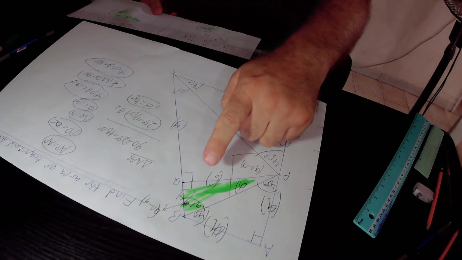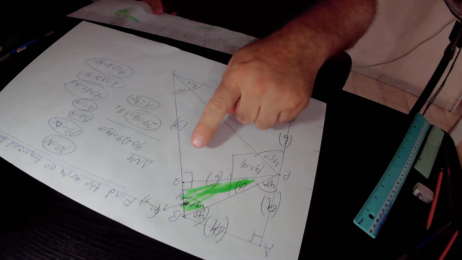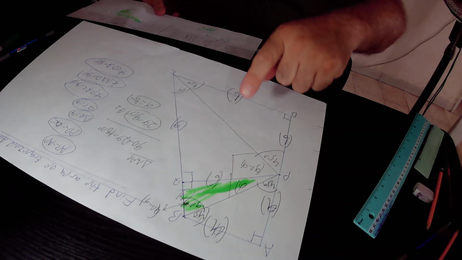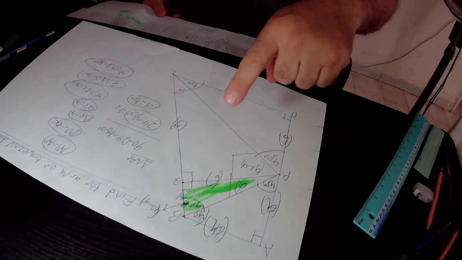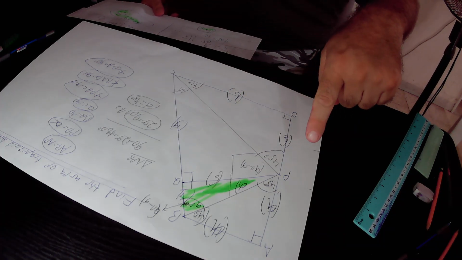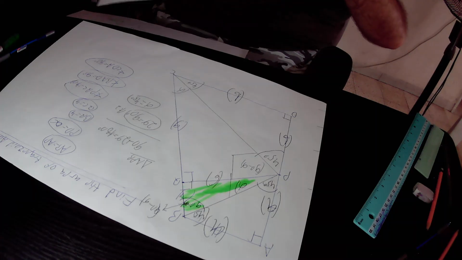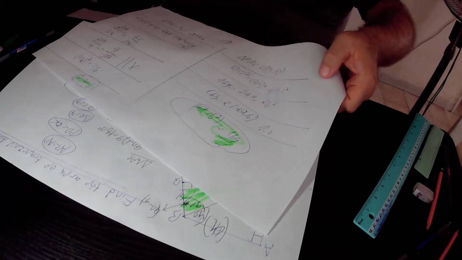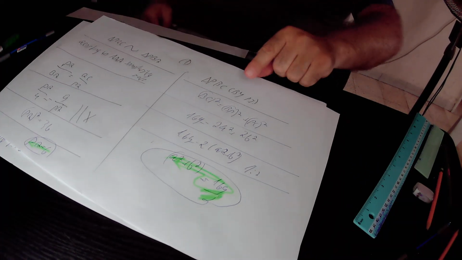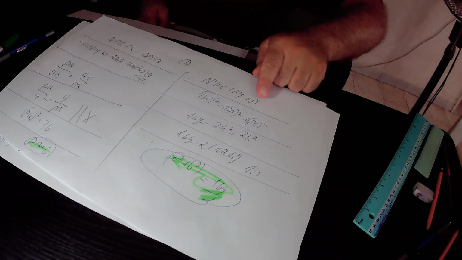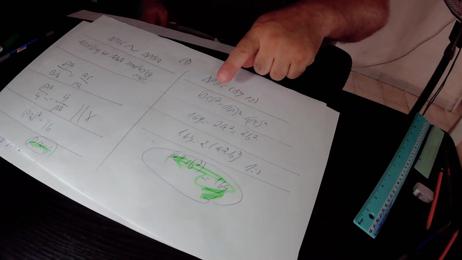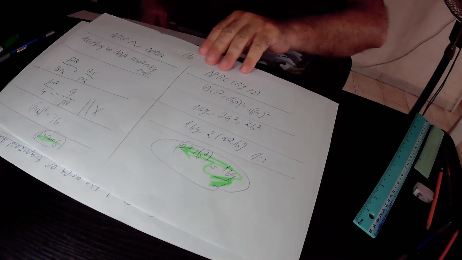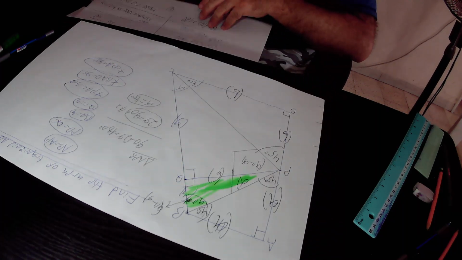BC in total is 4 plus 9, that is 13. BC squared is 13 squared, that is 169, and it equals BP squared plus PC squared. Again, it's a formula that BC squared equals BP squared plus PC squared. BC is 13, therefore BC squared is 13 squared, that is 169, and it equals BP squared plus PC squared.